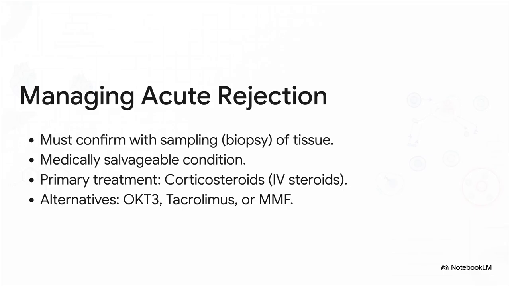And this right here illustrates exactly why recognizing acute rejection is so critical. Unlike the chronic phase, which is an irreversible obliterative vasculopathy, the acute cellular infiltration is entirely salvageable. But, and this is a big but, you must confirm it with a biopsy of the transplanted tissue. Once confirmed, it's readily reversible with targeted immunosuppression, primarily high-dose IV corticosteroids. If it's refractory, then you look to alternatives like anti-lymphocyte antibodies such as OKT3.